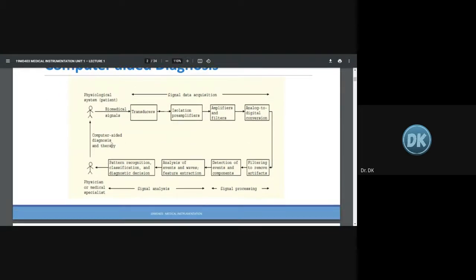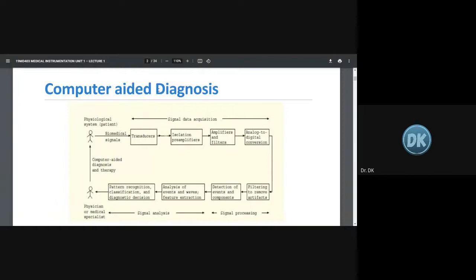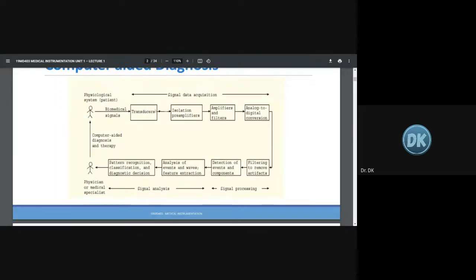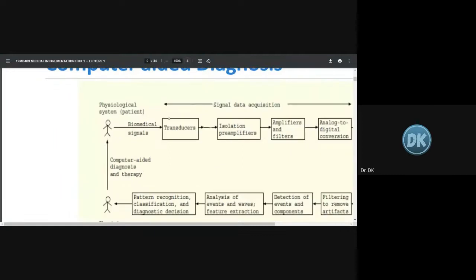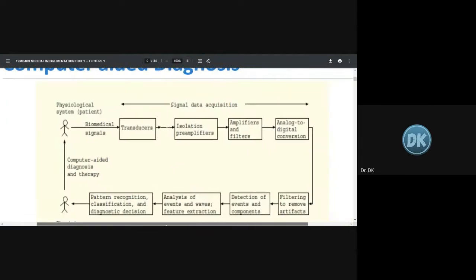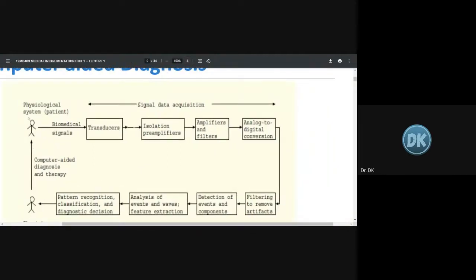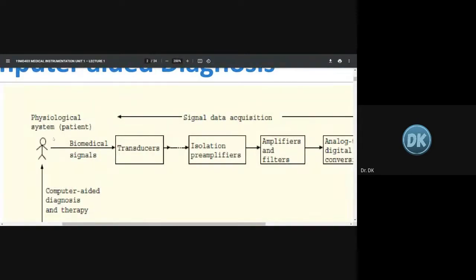So when we say computer aided diagnosis, we use a computer that will actually detect these biosignals and help the doctors to say whether the person is having a disease or not. If you look at that in a block diagram way, first you have a patient. So the patient has a physiological system, so he has numerous organs and tissues. From the patient, you acquire the biomedical signals, and the signals are acquired by the transducer.